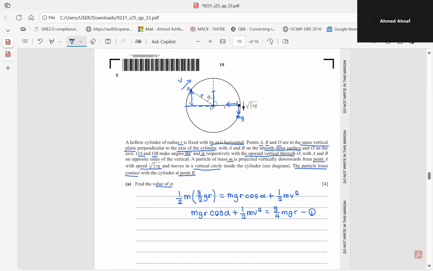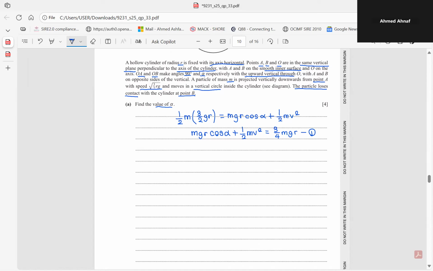So at B, since it loses contact, again, there is no normal contact force, which is zero, so we only have the weight acting. And at B, the vertical component of the weight will act as a centripetal force. So the angle here is alpha, so this is just going to be mg cosine alpha. So we're going to use the formula F equals ma and equate the centripetal acceleration a with v squared over r.